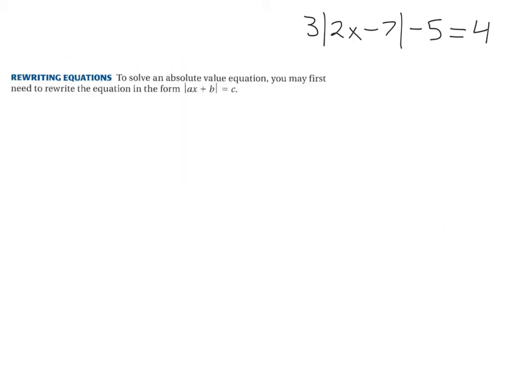Sometimes we might need to do a little bit of work before we can split the equation into two separate equations. In this example, where we have 3 times the absolute value of 2x minus 7 minus 5 equals 4, we need to rewrite the equation in the form of the absolute value of ax plus b equals c. We need to isolate the absolute value before we can separate it into two separate equations.